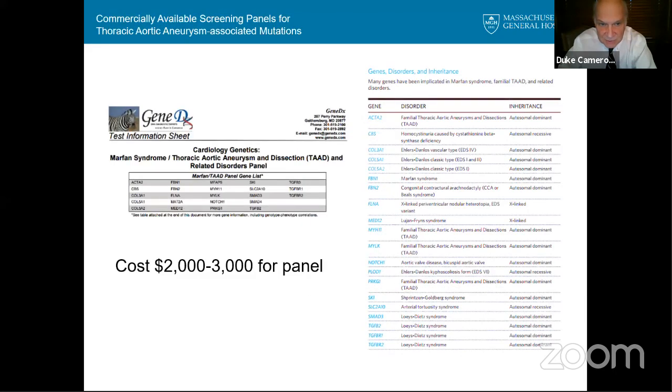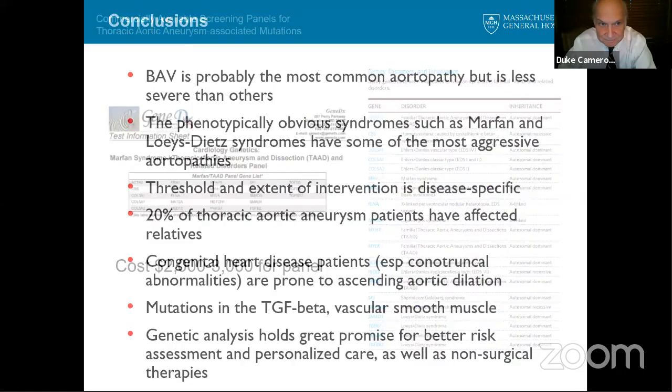Genetic testing is now commercially available. This slide is a couple of years old, and I think a panel back then was about $2,000 to $3,000, and I think that cost has come down quite a bit.